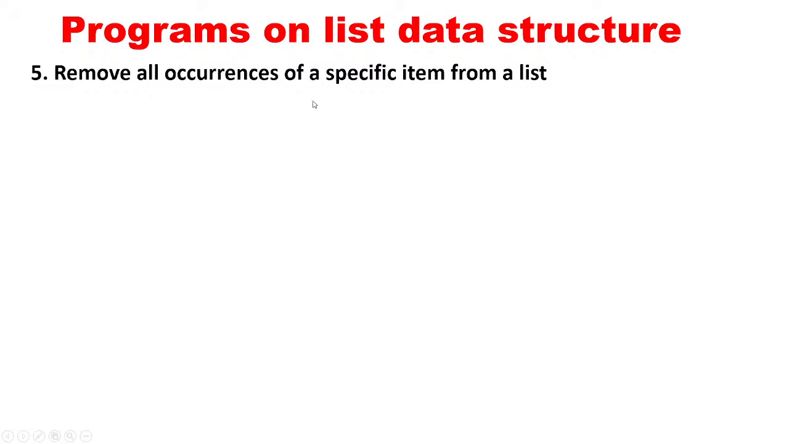Now, remove all occurrences of a specific item from a list. This is another important question. The question seems to be simple: you need to remove all occurrences of a specific item from a list. But yesterday we said that when we use the remove function, like removing 5, it always removes the first occurrence of the number. But you want all occurrences of this 5 to be removed from the list. How do we do that?